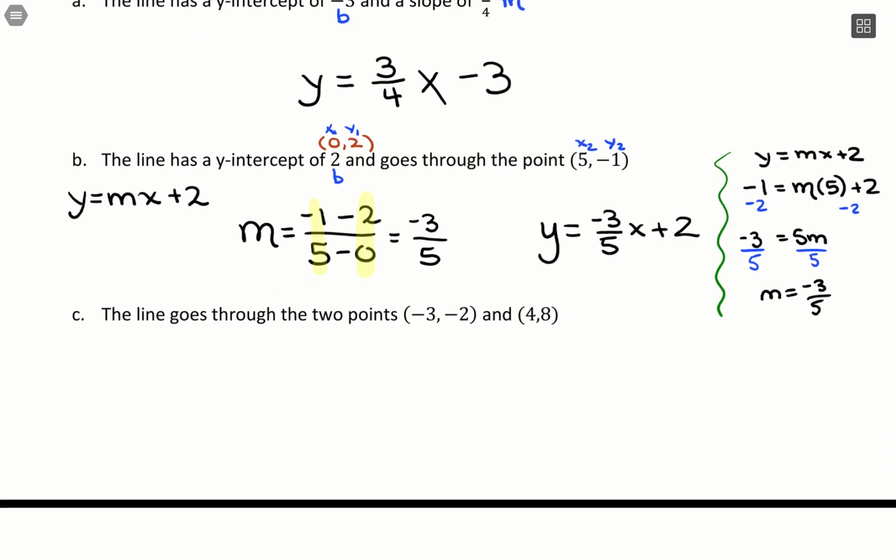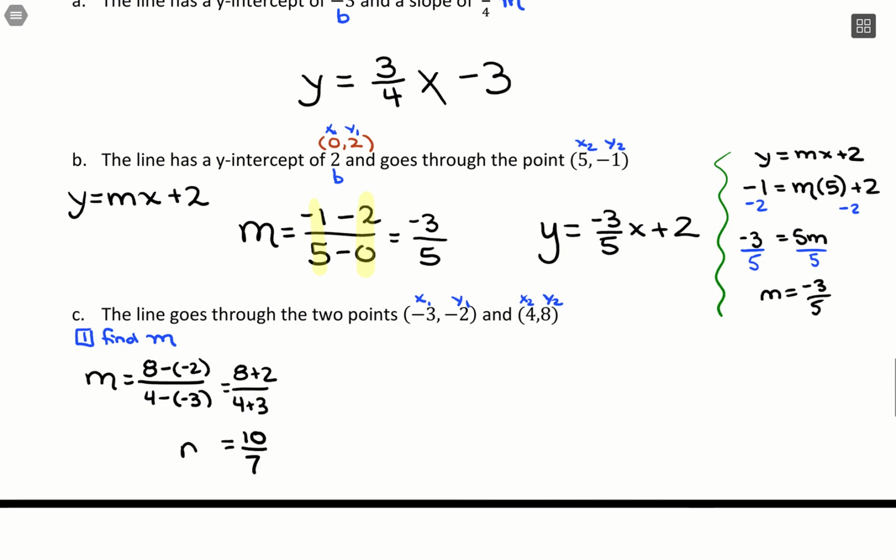All right, this one where you're given two coordinates and neither is an intercept, there are specific steps that we would need to follow. First thing we need to do is find our slope. That'll be the easiest to find. So here we'll have to use our formula, x1, y1, x2, y2, and slope is going to be taking that 8 minus -2 over 4 minus -3. So let's see, we'll have an 8 plus 2 over 4 plus 3. So slope here is 10/7.